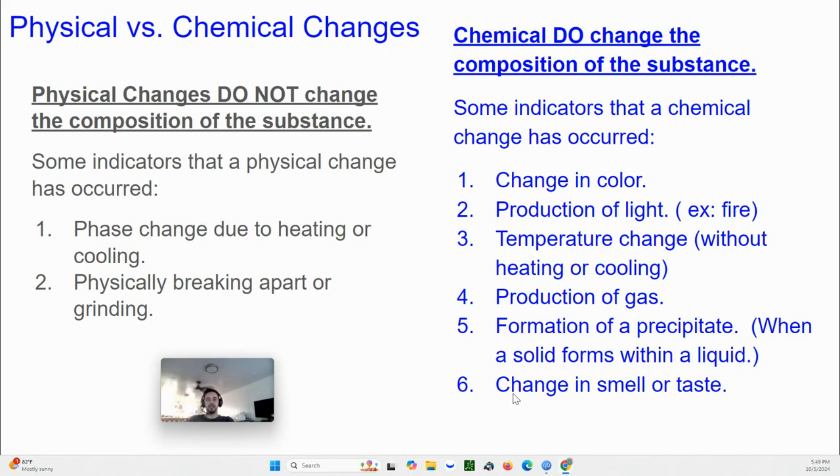And then the last one is change in smell or taste. This is very similar to production of gas, because the smell or taste change would be a production of something else, a production of a gas. Probably the best example of this is your milk. If you leave milk, or really any food, in the refrigerator for too long, and it starts to smell or taste different, that's an indicator that there's a chemical reaction going on, and the food is changing from one form to another, and you don't want to eat it anymore. That's usually occurring because some bacteria in there is changing it and eating it.